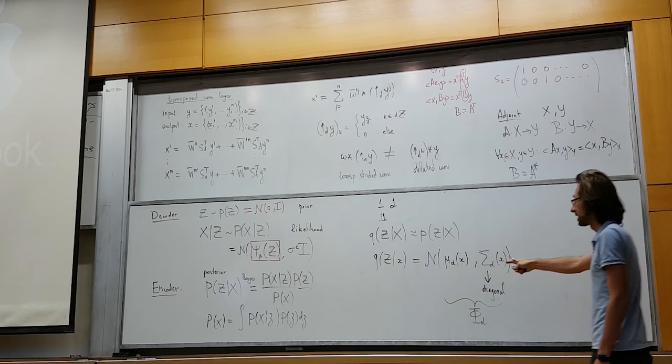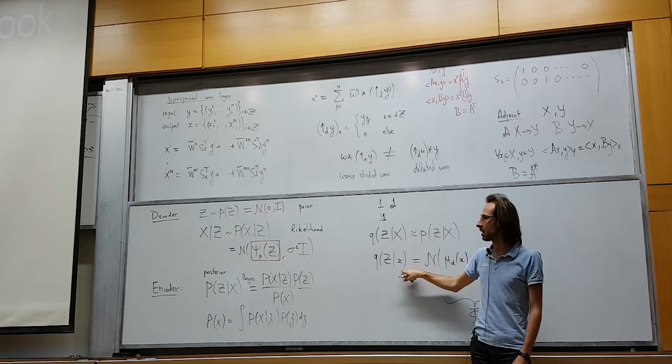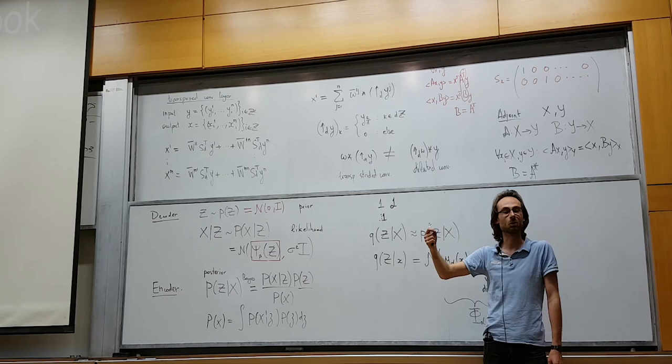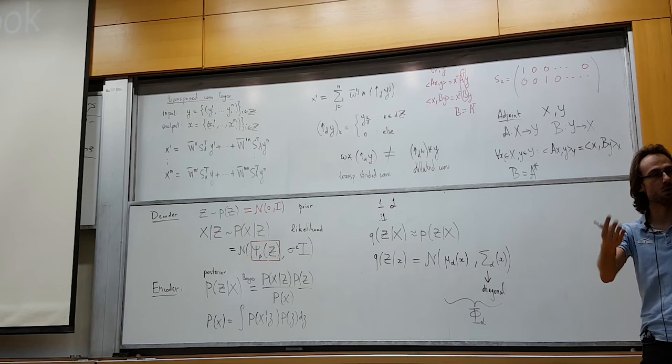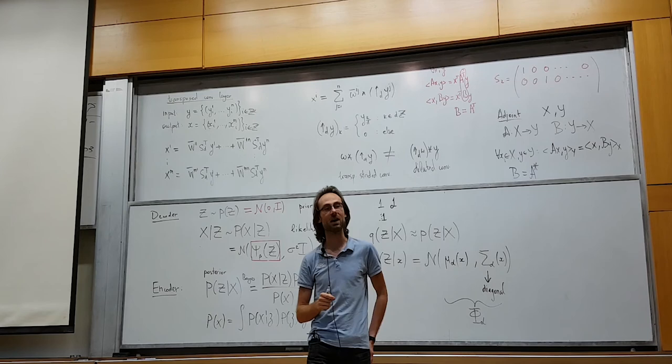And what I'm going to do next, I will add a term to my loss function. I'm going to demand that this Q is actually close to the real posterior, okay? So again, I will be unable to compute the distance to the real posterior because of this p(x) in the denominator, but I'm going to drop it because I will convince you that, first of all, it is small, and second, it will give me a lower bound. Okay. So anyway, I will get rid of this p(x) because it's intractable.